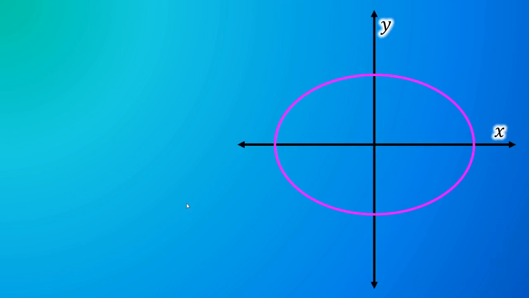This video is about the why behind the formula for the area of an ellipse, and this explanation uses calculus. Here are our axes. Here's our ellipse. This is at (a, 0), (0, b), (negative a, 0), (0, negative b).